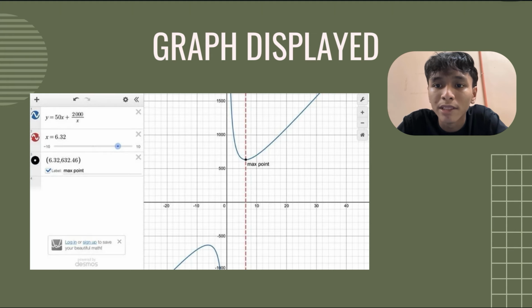This point represents the most optimal condition in the model because it gives the lowest possible value. In other words, this means that when x equals 6.32, the system operates at maximum efficiency or minimum cost, depending on the context of the problem. So overall, differentiation helps us identify the optimal value mathematically, while the graph allows us to interpret and visualize the result through values.